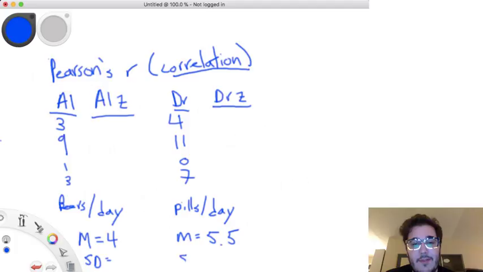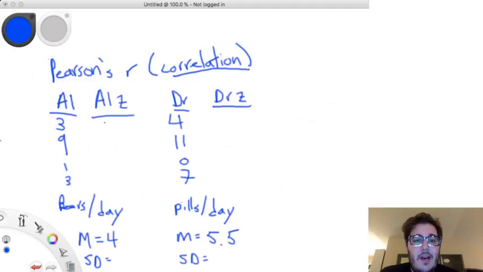Okay, you'd get this for each group. Then you'd have to calculate a z. So it'd be 3 minus 4 divided by the standard deviation, 9 minus 4 divided by the standard deviation. This should all be review. It's from before the first exam. So you get a bunch of z-scores.